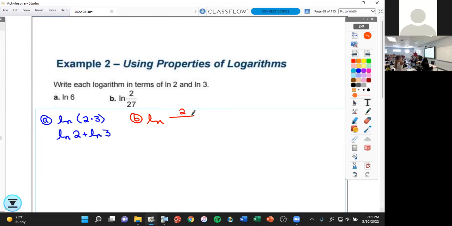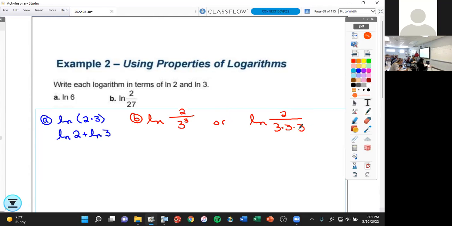Three to the third power, which is the same thing as 3 times 3 times 3. I'm actually going to work it both ways. So I can write this as natural log of 2 divided by 3 to the third, or we could say natural log of 2 divided by 3 times 3 times 3. And both of these are going to give us the exact same answer.